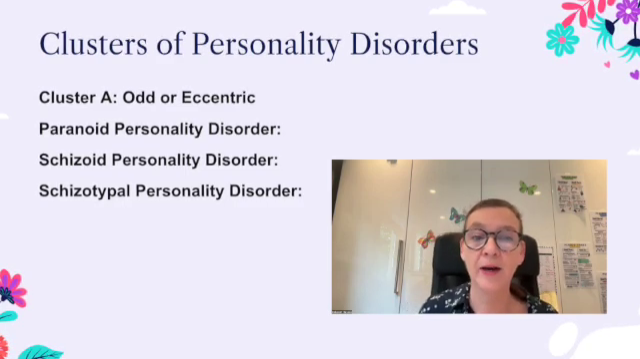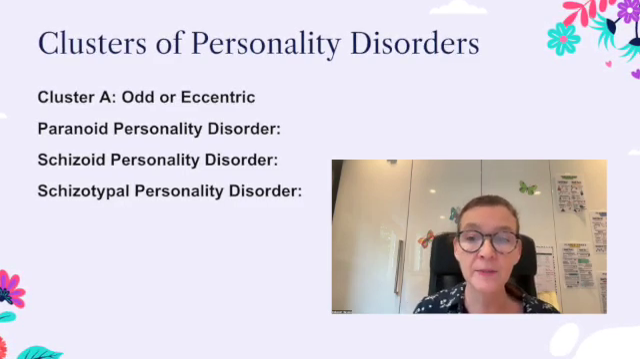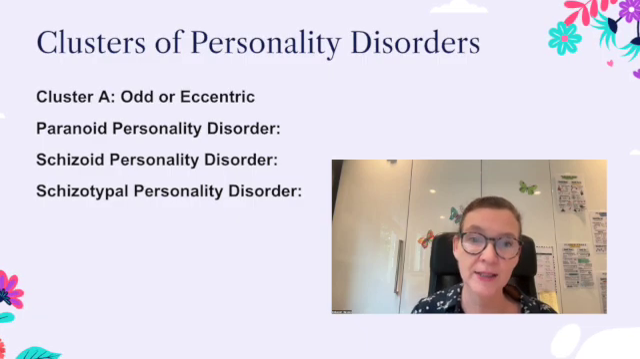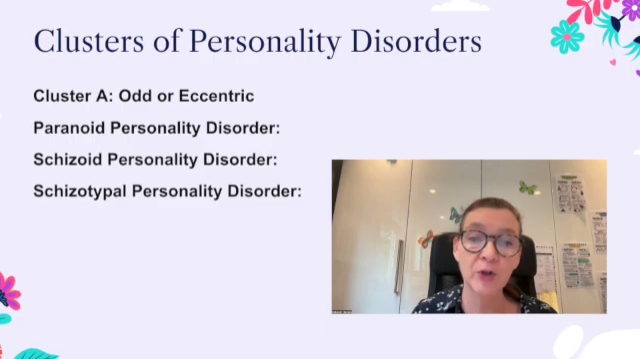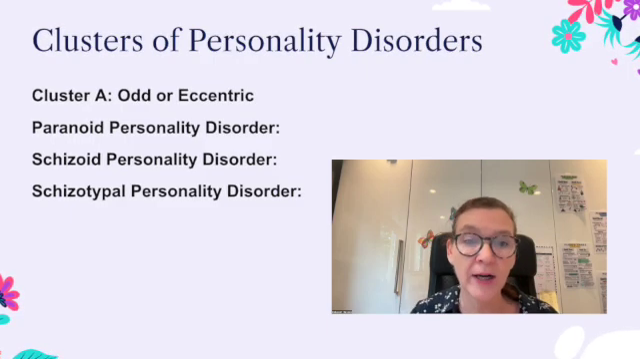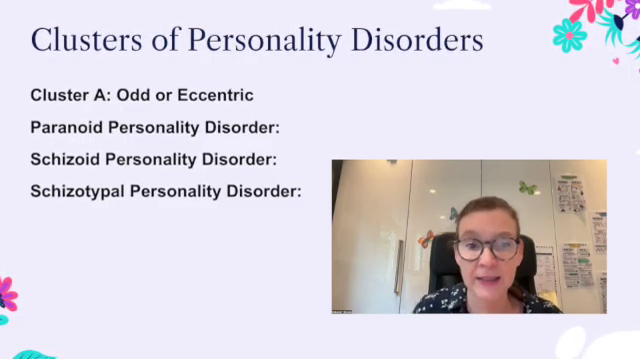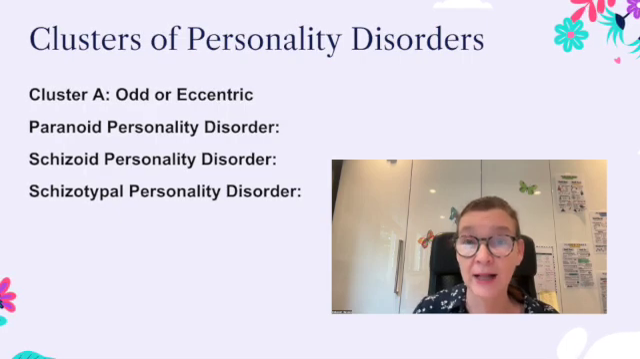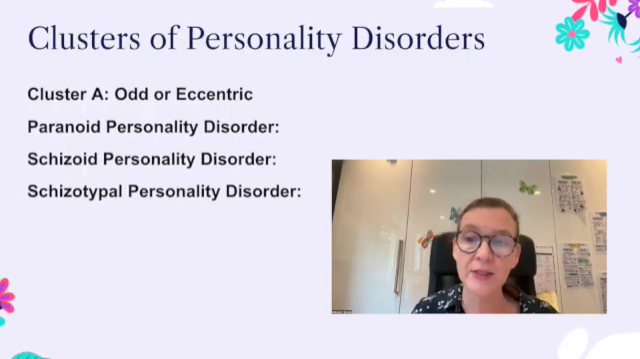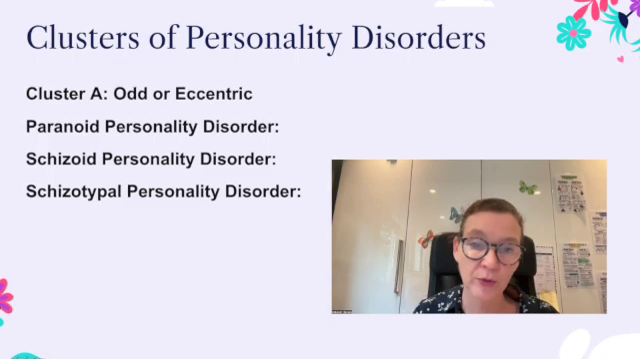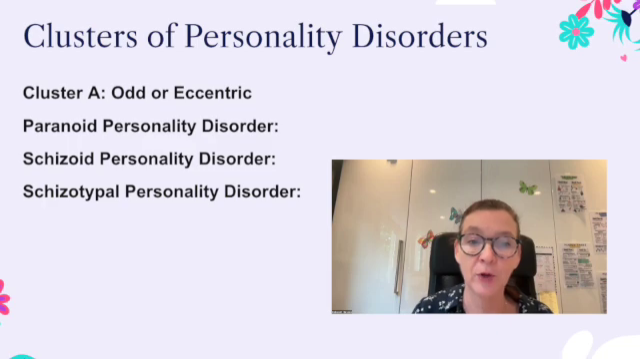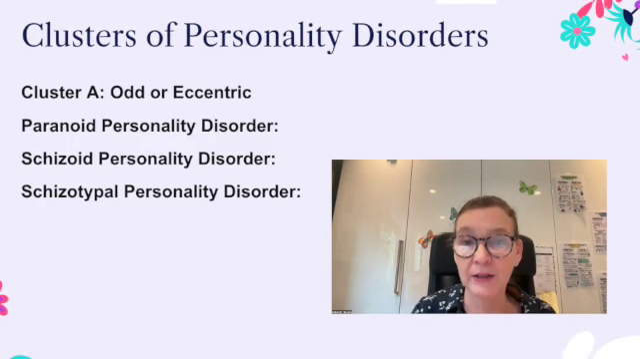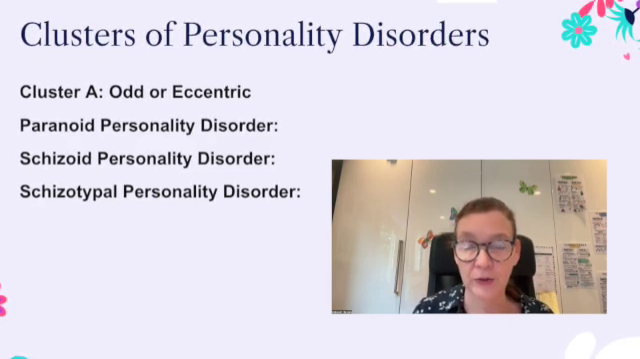First, let's start with paranoid personality disorder. The symptoms are pervasive distrust and suspicion of others without sufficient reason. Example: someone who believes their coworkers are secretly plotting against them, even if there's no evidence. The next one we're going to look at is schizoid personality disorder. The symptoms are detachment from social relationships and limited emotional expression. For example, a person who prefers spending all their time alone and feels no desire for close friendships.